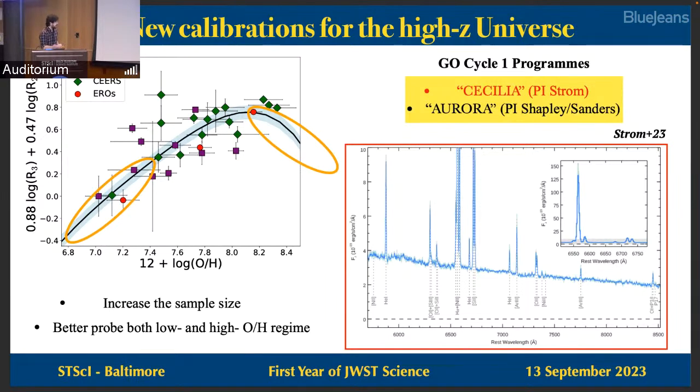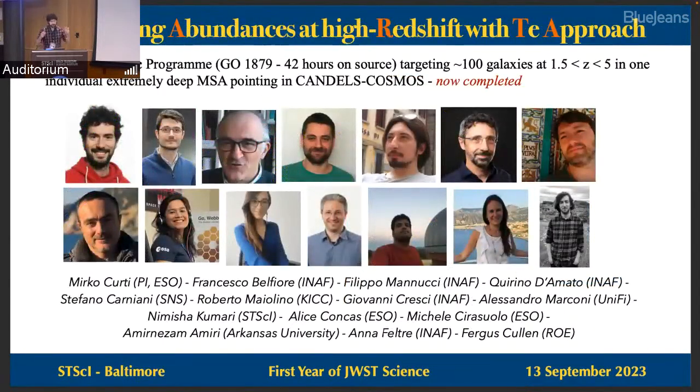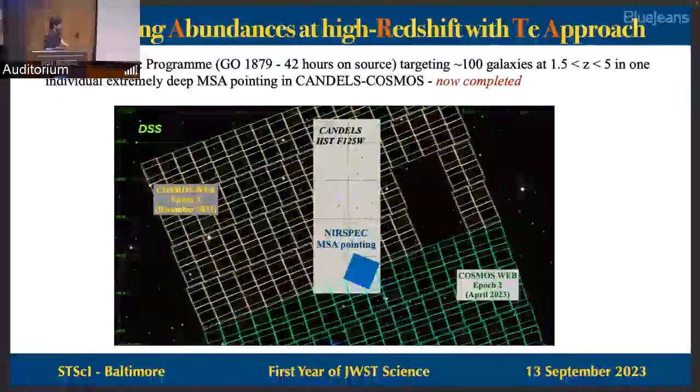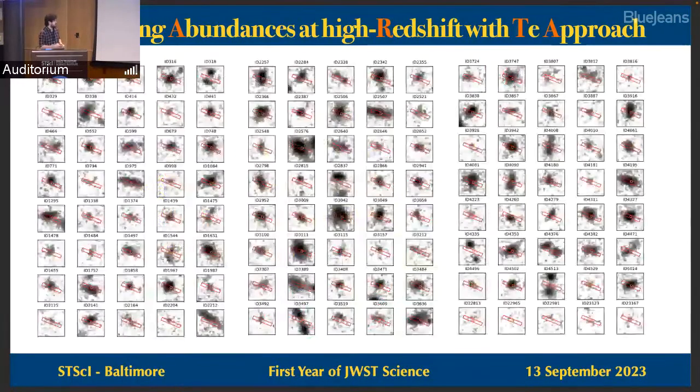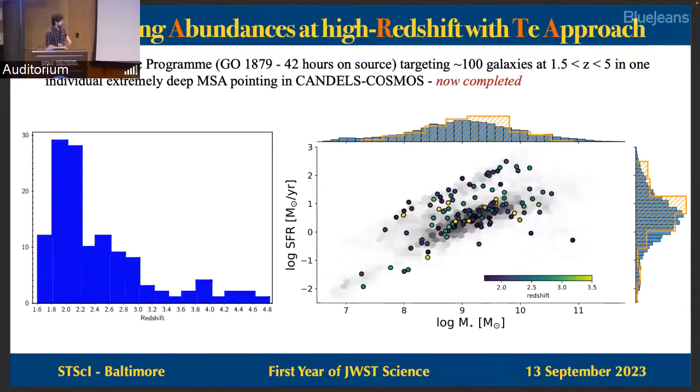We have also been leading a similar program in JWST cycle one, which we have dubbed Measuring Abundances at high Redshift with the T approach, or the MARTA survey, if you prefer, which leveraged extremely deep MSA pointings of around 100 galaxies at cosmic noon to try to characterize the metallicity properties of these galaxies with the T method. This is where our MSA pointings lie in the context of, for instance, the cosmic web observations. And we have tried to assemble a sample which spans a wide range in stellar mass and star formation rate at these epochs.